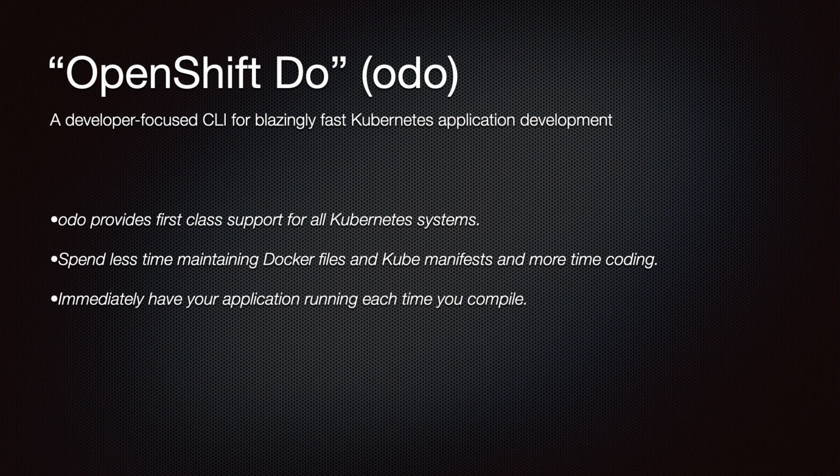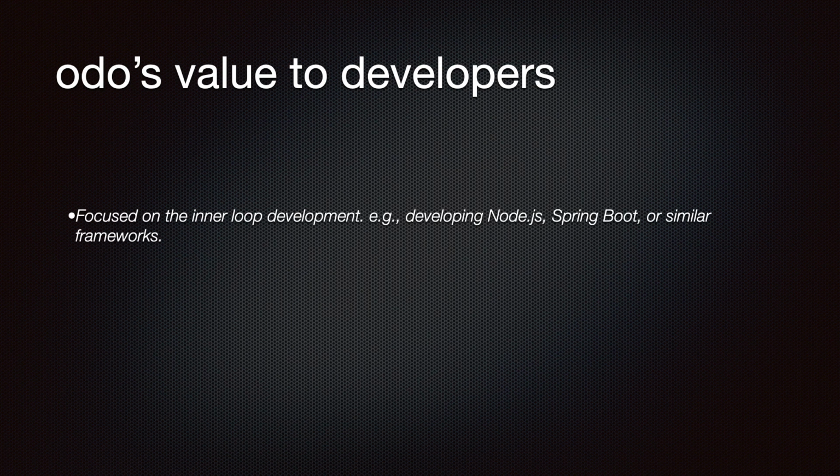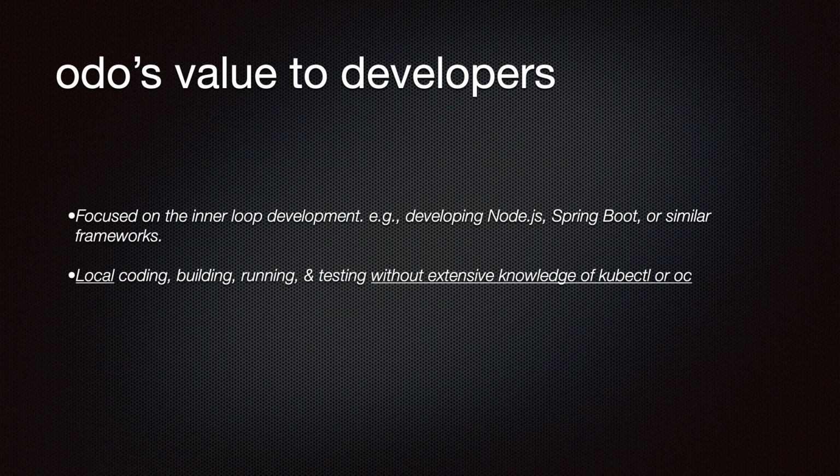And every time the developer makes a change to the code, ODO picks up that change and immediately pushes it to a destination Kubernetes system so that the developer can review the code in an environment that hopefully closely matches what is eventually going to be in production. ODO's value to developers is really focused on that inner loop process and developing for modern frameworks such as Node, Spring Boot, maybe .NET, PHP, and so on.